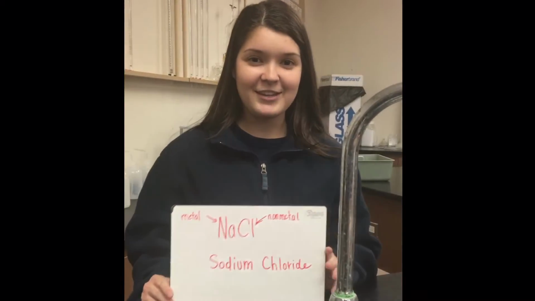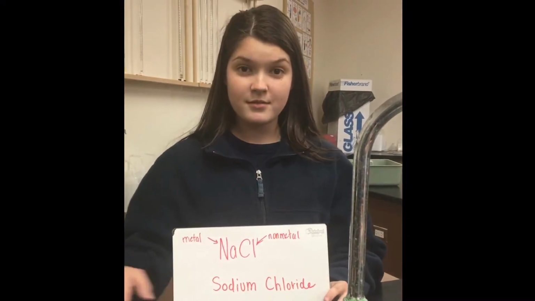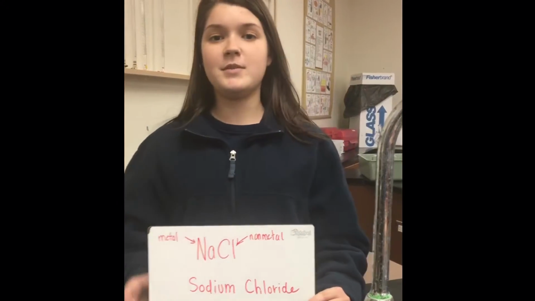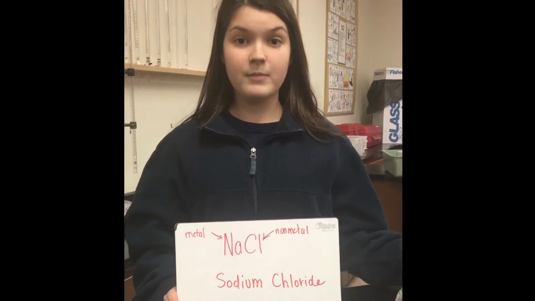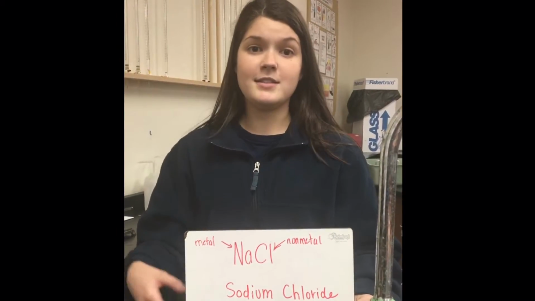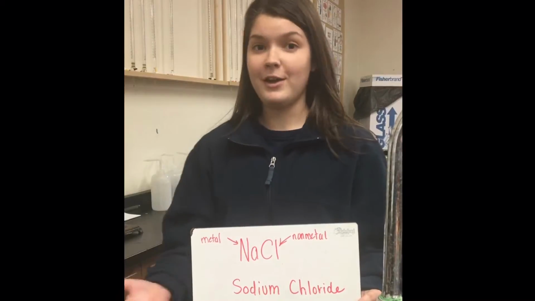I'm here to educate you on ionic compounds. An ionic compound is made up of an ionic bond, specifically a non-metal and a metal together. The chemical formula of an ionic compound is called a formula unit, and this is the simplest ratio of the number of ions involved.